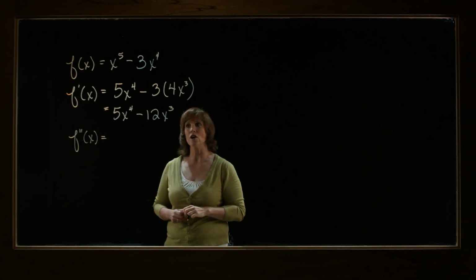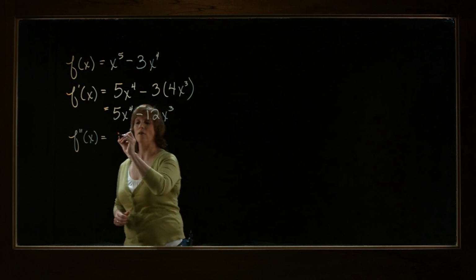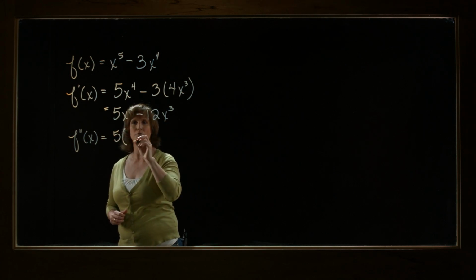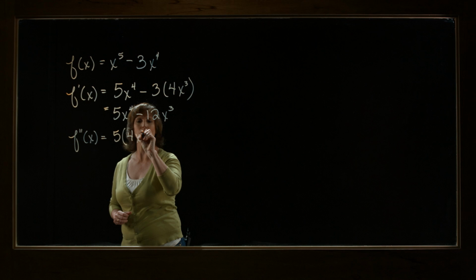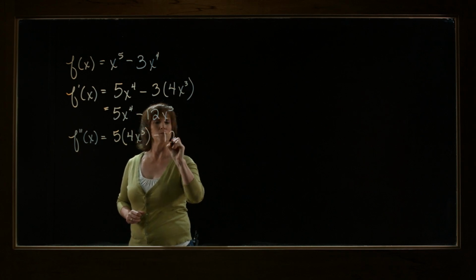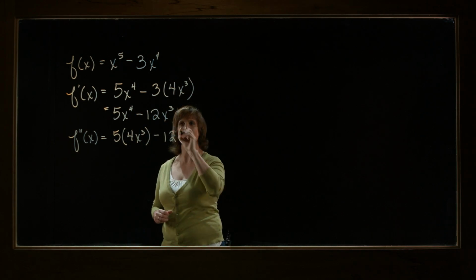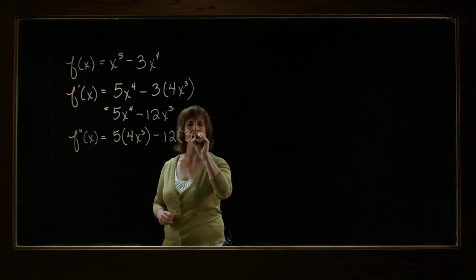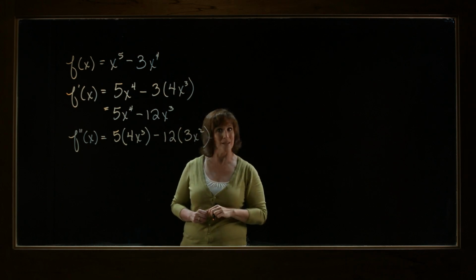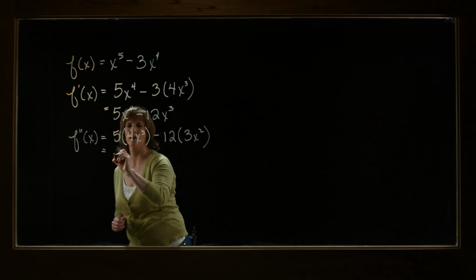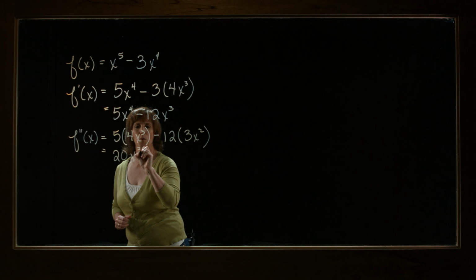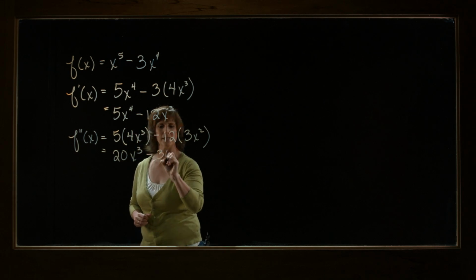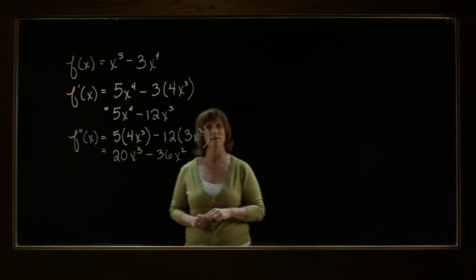Again, just using our basic rules. So we have a constant multiple of 5, and the derivative of x to the fourth is 4x cubed. We're going to subtract 12 times the derivative of x cubed, which is 3x squared. And again, we want to simplify. 20x cubed minus 36x squared.